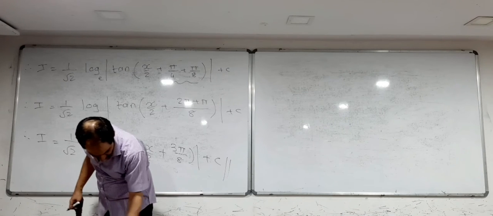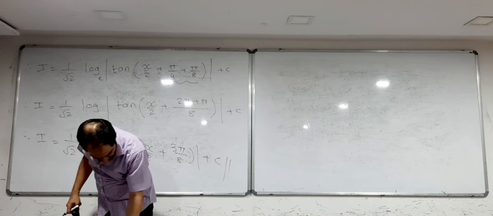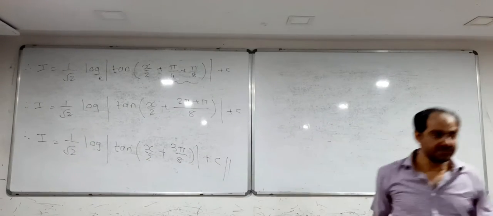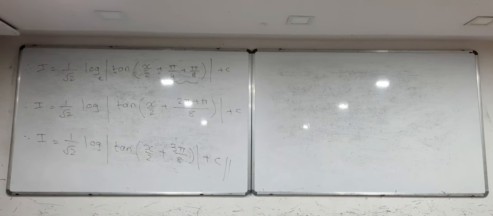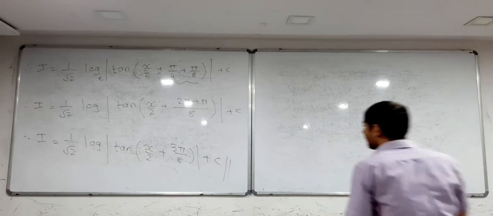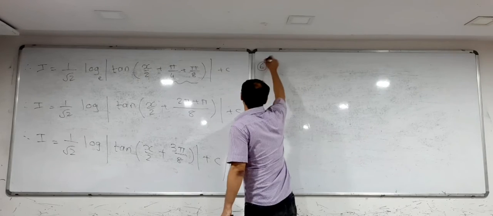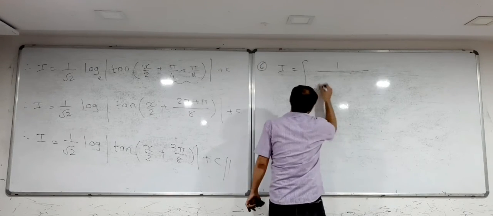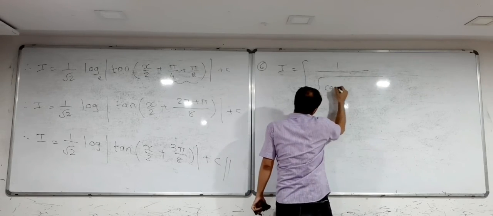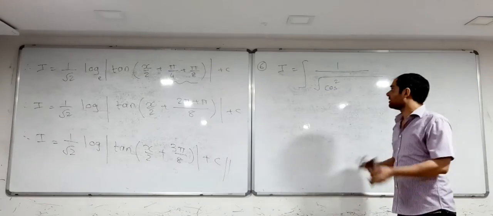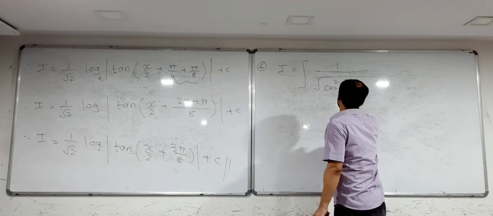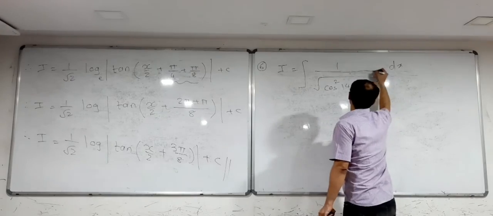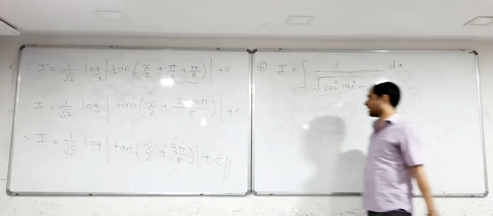Now let us solve one more question. This is a very nice question. Just one minute. So you have finished now. Suppose the question is I is 1 upon square root of cos square of 140 degree minus x square dx. Suppose a question, one mark. Okay.